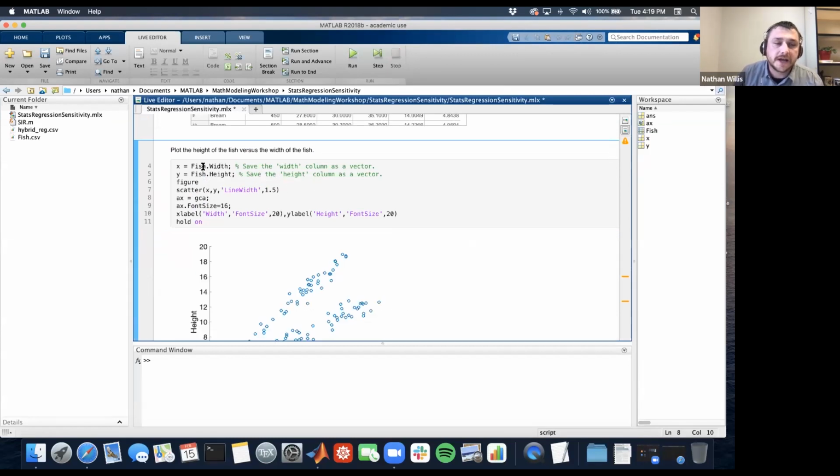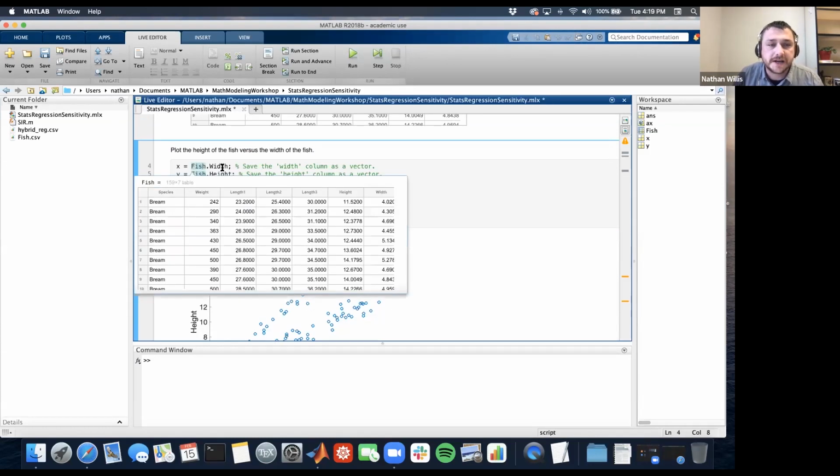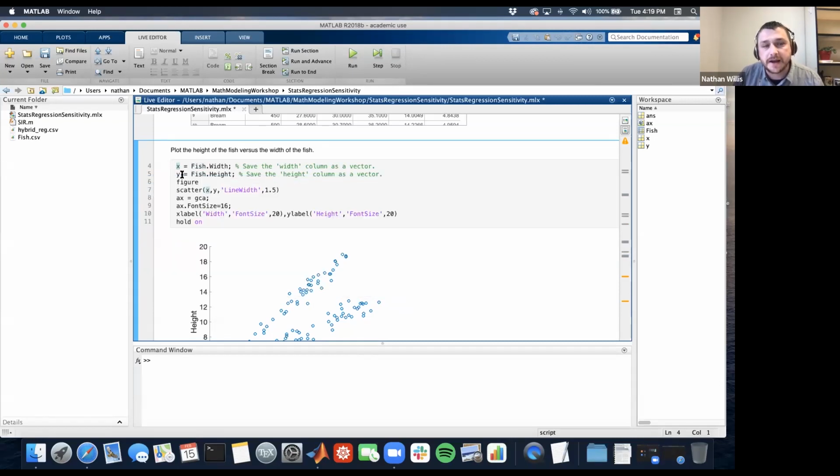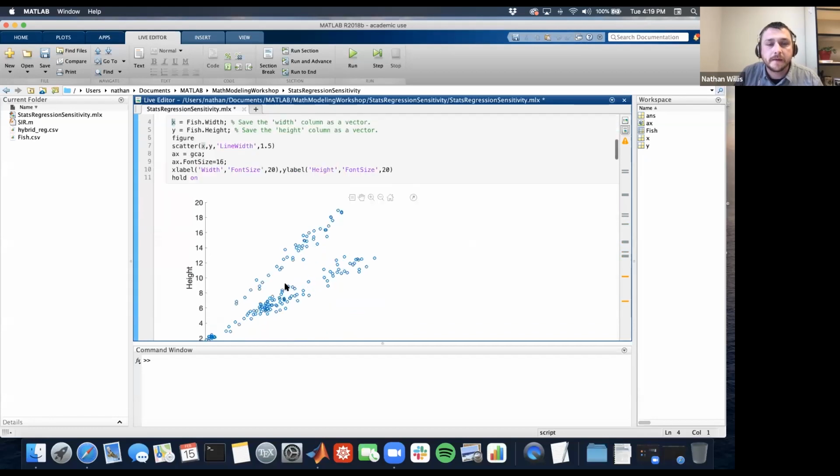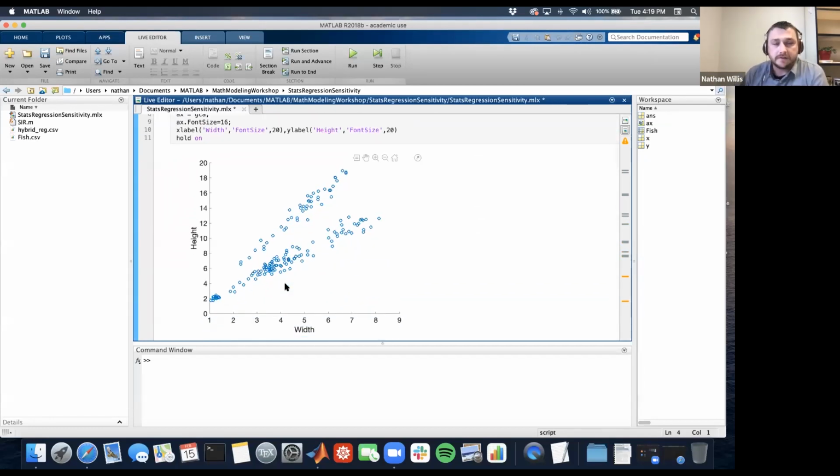So this first line goes to the fish data set and grabs the width column, and we saved it as a vector x. Then we did the same thing with the height column, and saved it as a vector y. And here's the data. You can see that it certainly looks like there's a nice linear relationship here, but it looks like it's kind of bisected into 2 different groups.